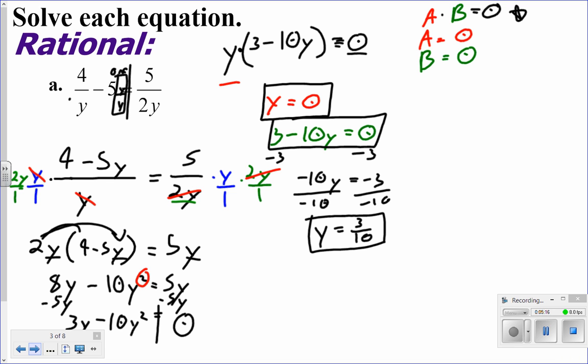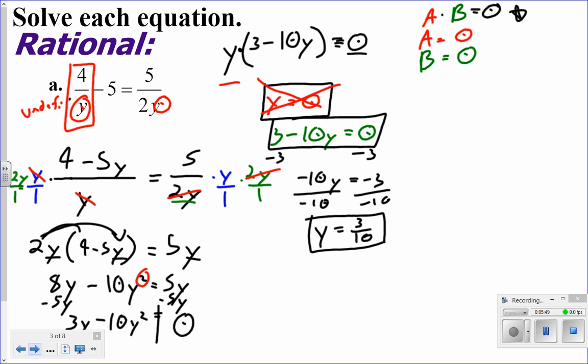Well, I'm not done yet. I have to check my answers because I can come up with an extraneous solution. Well, notice if y equals 0 and I plug it back into my original equation, let's clear it up here, I would have 4 divided by 0. Well, if I have 4 divided by 0, that is undefined, and that is not a possible solution. Again, I'd have a 0 over here. I can't ever have 0 in my denominator, so this is not going to work in my solution set.